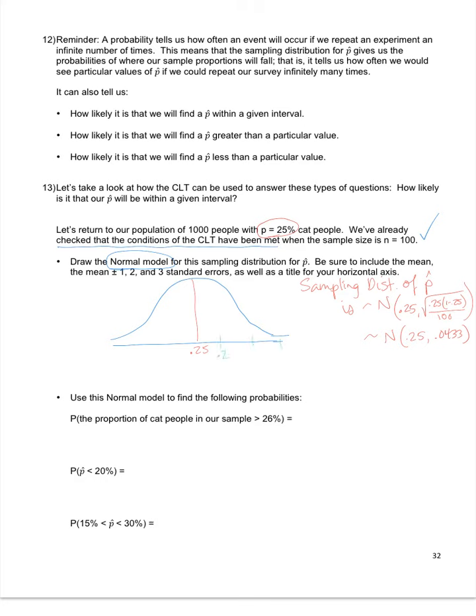So this should be 0.29, 0.33, and 0.37. And coming down, we got 0.21, 0.17, 0.13. The only thing missing is our axes title. So we want to say that these are sample proportions. If we want to be more specific, we can. We can say it's the proportion of cat people in our sample.